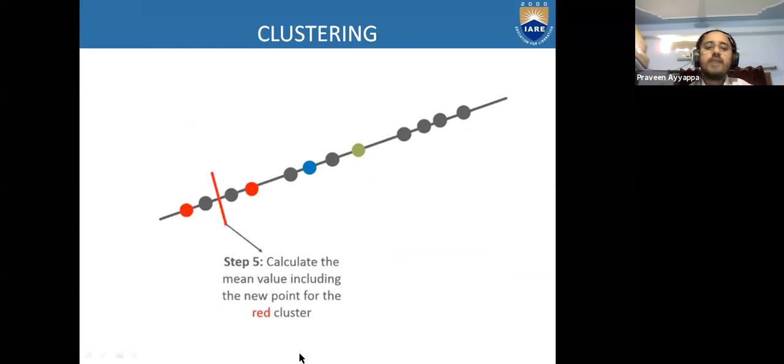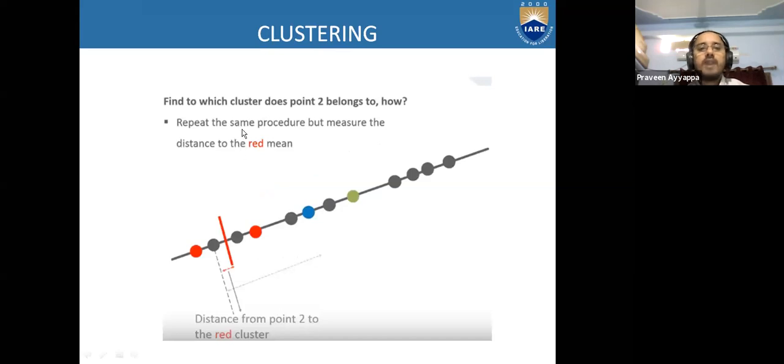Step 5: calculate the mean value according to the new point for the red cluster. For this particular cluster, calculate the mean value including the new point. This is the new point for the red cluster. We are calling this the red cluster because we randomly selected it. So I want to calculate the mean between these two particular values.